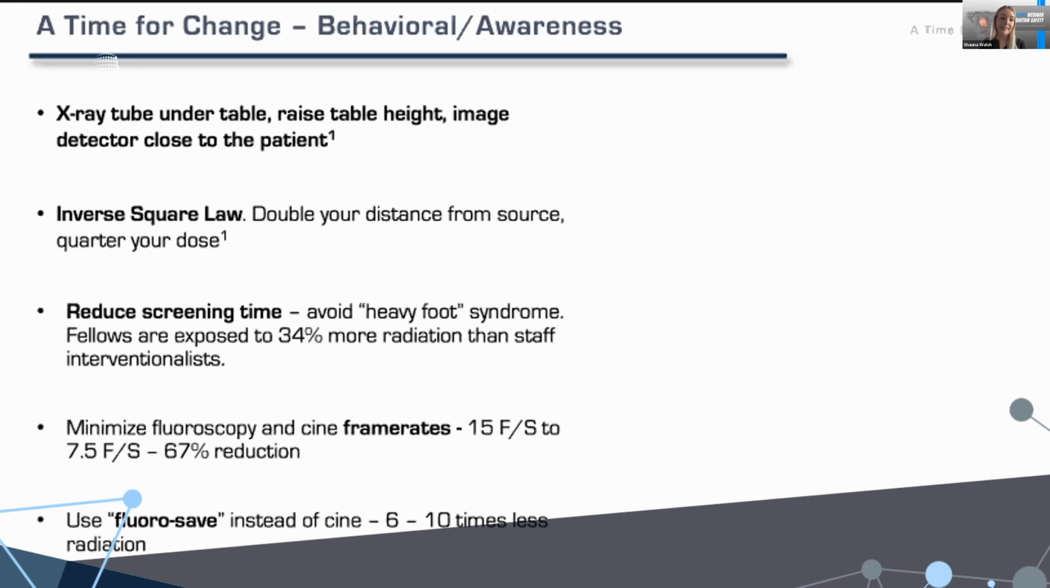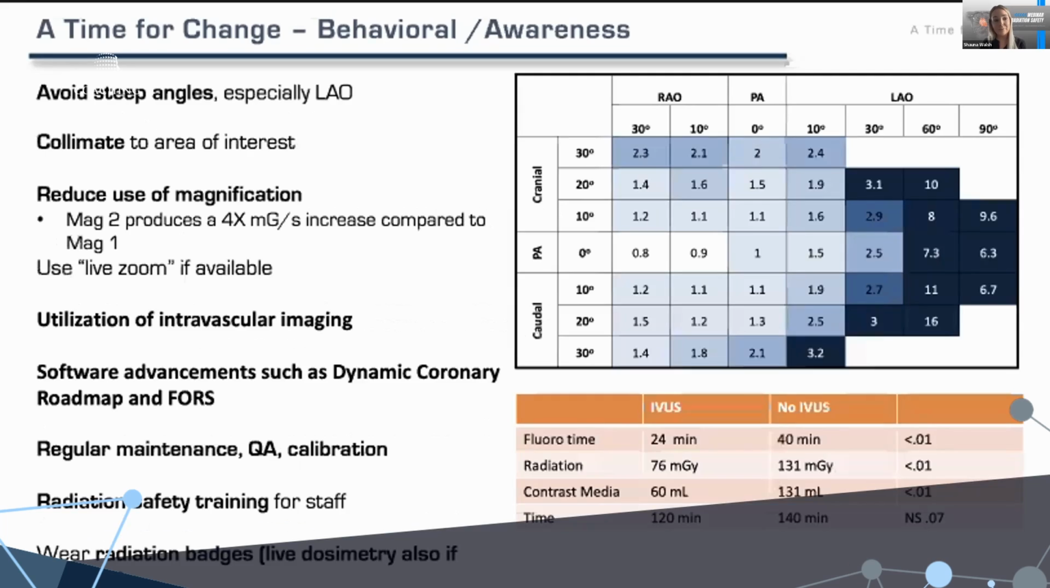Minimizing fluoroscopy and cine frame rates. So at max 15 frames for cine, 4.5 for fluoroscopy. I cover a lot of the Scandinavian countries, and we have seen even less, 7.5 and 3.5. I will say it does take some time to train the eye, but it is something that maybe some physicians could consider going forward. Reducing the frame rates dramatically reduces the radiation. And using fluoro-save instead of cine, you'll have 6 to 10 times less radiation by doing that alone.